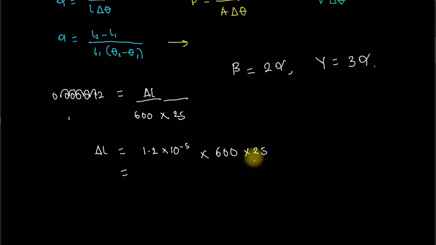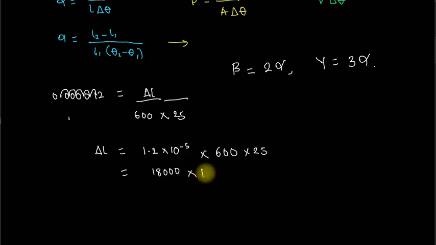Can we simplify this without a calculator? To an extent, yes we can. Or, so we don't waste time, we can just press 1.2 times 600 times 25 on your JAMB calculator, and you have 18,000, right?